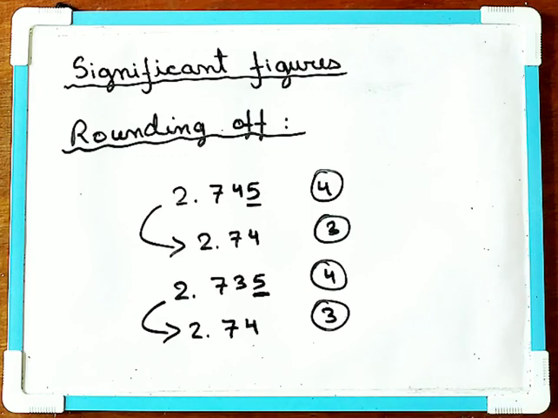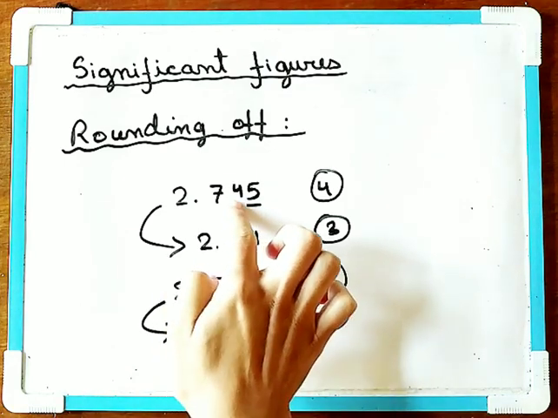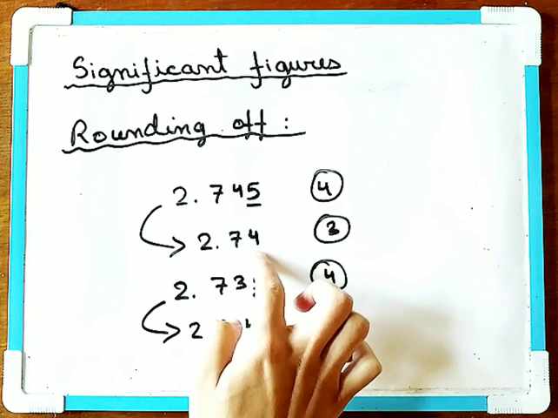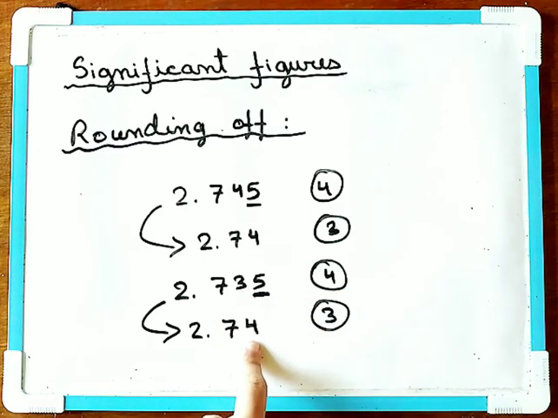Okay, so these are the rules of rounding off. Remember, if the digit is greater than 5, you'll have to add 1. If the digit is less than 5, then you leave it as it is. But if the digit is equal to 5, then look at the number before it. If it is even, then you just leave it. If it is odd, then you have to add 1 here. That is how you round off to certain significant figures.